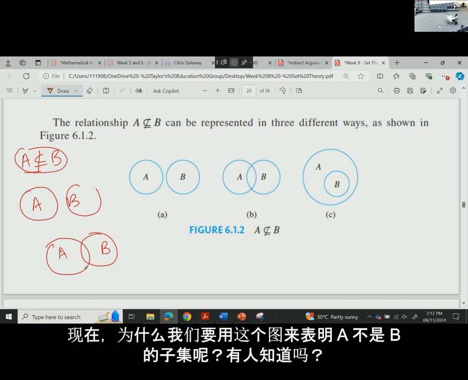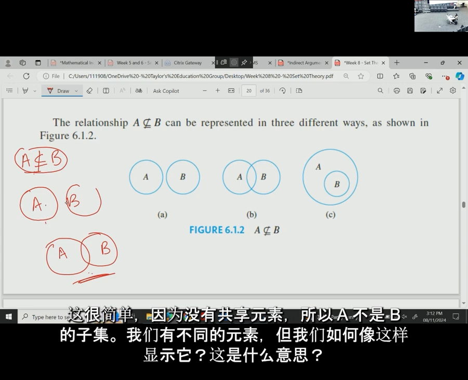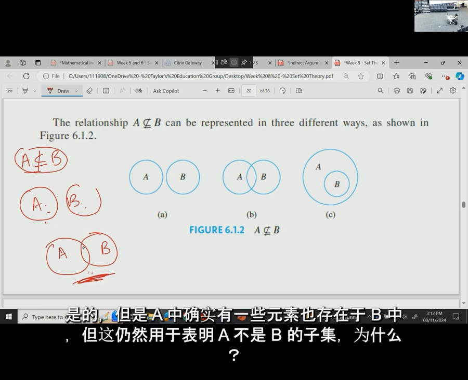Now, why are we using this diagram for showing that A is not a subset of B? Anybody? This is straightforward because no elements are shared, so A is not a subset of B. We have different elements. But why do we show it like this? What does it mean? But we do have some elements in A that are also present in B. Still, this is used to show that A is not a subset of B. Why?